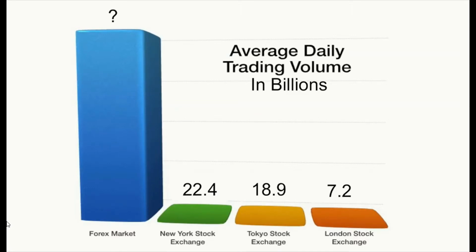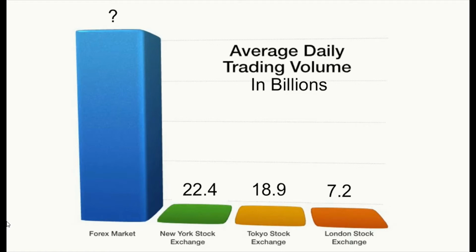As you see, the New York Stock Exchange, the one in the green, for those of you who can't see, that's $22.4 billion that is exchanged. Then you have the Tokyo Stock Exchange. That's $18.9 billion that is exchanged on a daily basis. And then you've got the London Stock Exchange, $7.2 billion is exchanged. Billion is quite a bit of money.